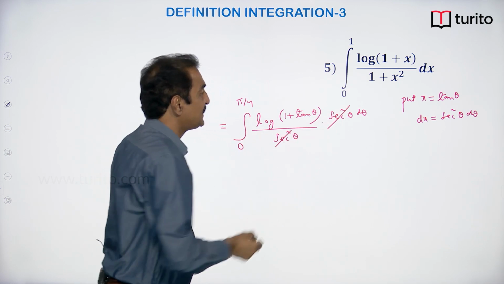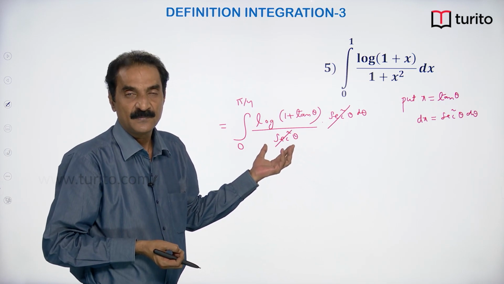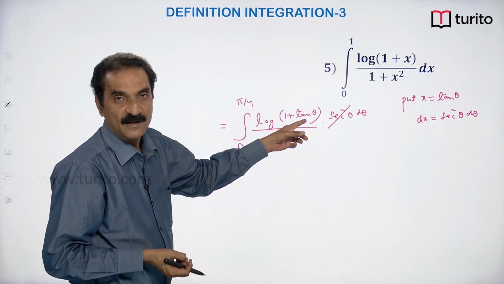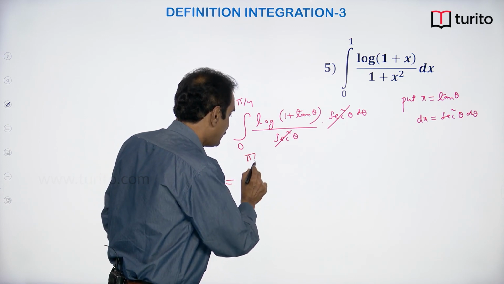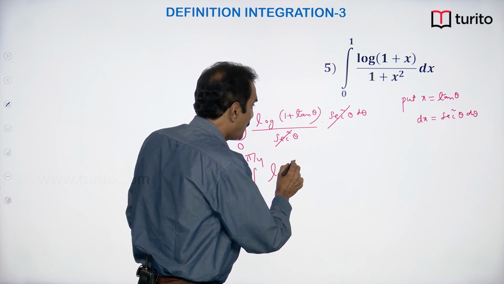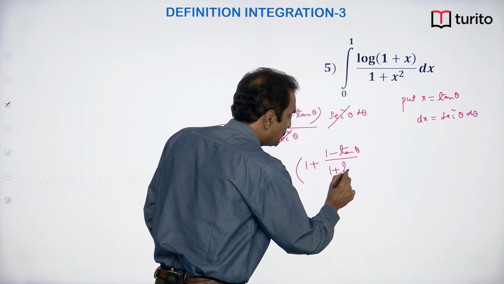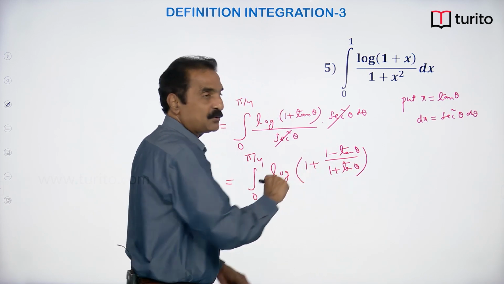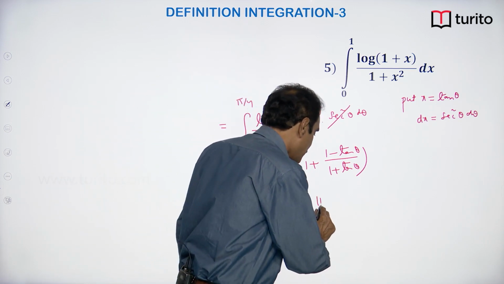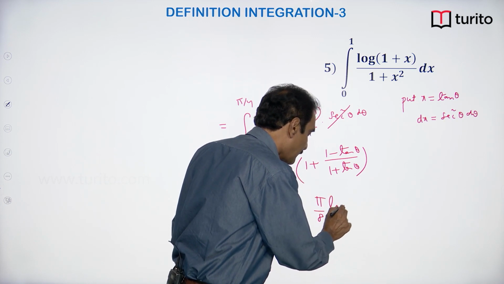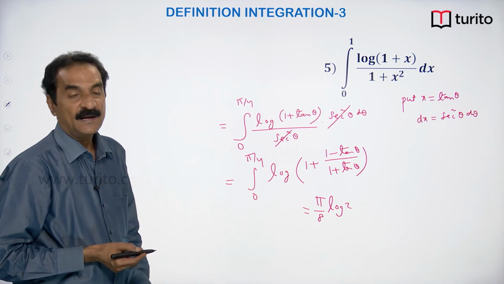After cancelling secant square theta, it is the same question which we solved in the previous class, if you remember. What is the method? Replacing theta by pi by 4 minus theta, you will get integral 0 to pi by 4 log of 1 plus 1 minus tan theta by 1 plus tan theta, which is equal to 2 by 1 plus tan theta. Then adding these two, if you remember, we got the answer as pi by 8 log 2. So, refer to the previous class. Okay. Next question.